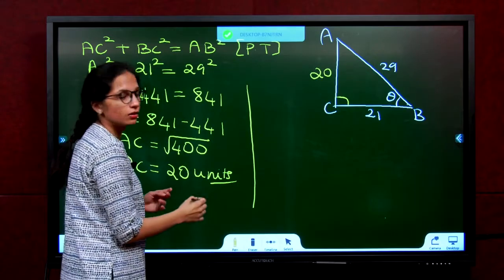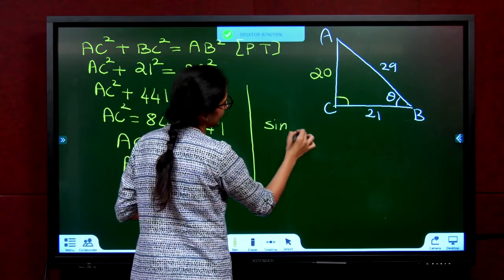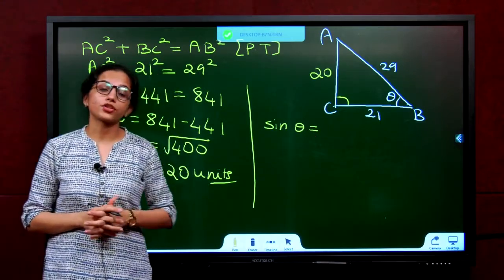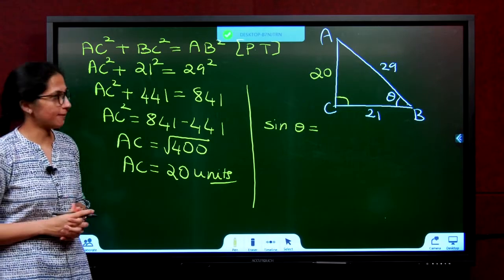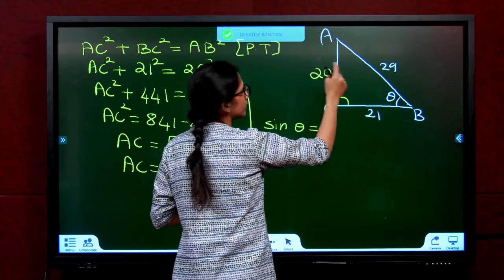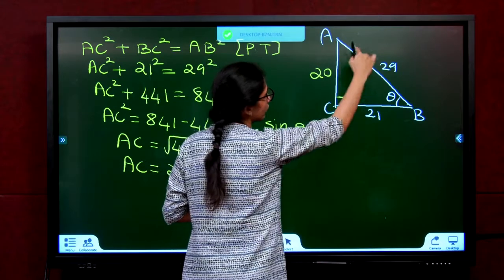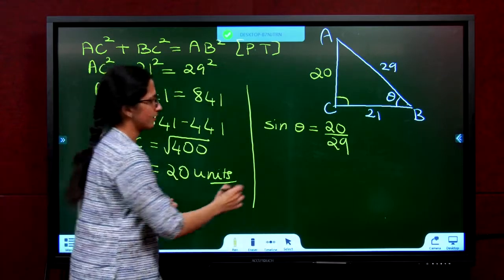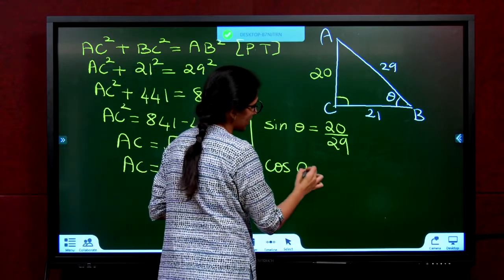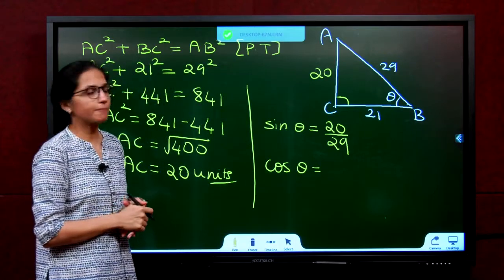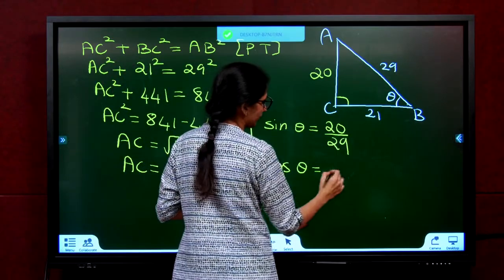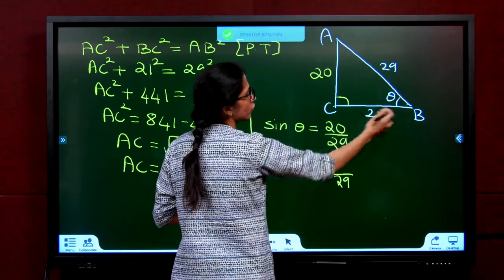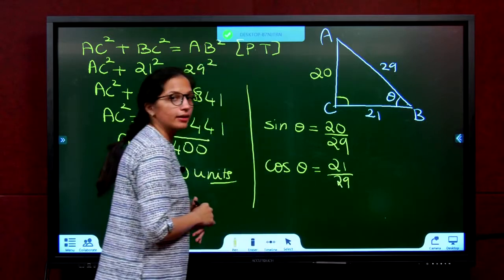Now from the figure, what is sine theta? SOH CAH TOA. So, SOH. Sine theta is opposite by hypotenuse. Who's the opposite? This one. Who's the hypotenuse? This one. Next, cos theta. SOH CAH TOA. CAH. Adjacent by hypotenuse. Hypotenuse is 29 fixed. Adjacent is the one next to theta. Both are next, but one is hypotenuse, so it's 21. 21 by 29.